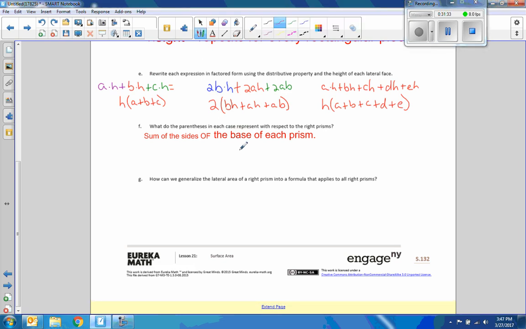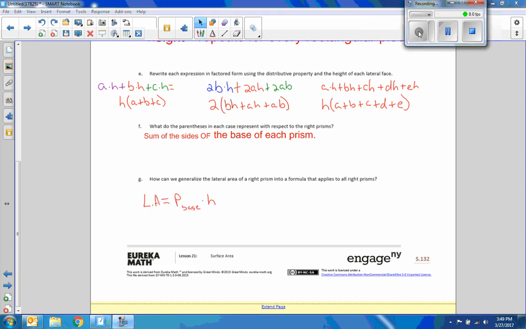How can we generalize the lateral area of a right prism into a formula that applies to all prisms? Okay. Well, what are the sum of the sides of a base? I believe that's called perimeter. So I would say LA for lateral area equals the perimeter of the base times h. Okay, there it is, a little bit more legible. Lateral area equals the perimeter of the base times its height.